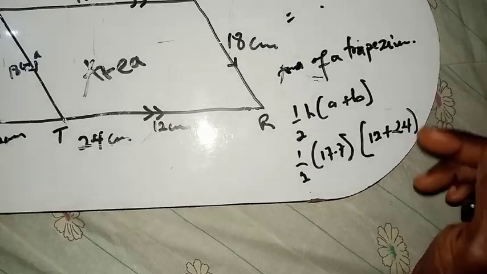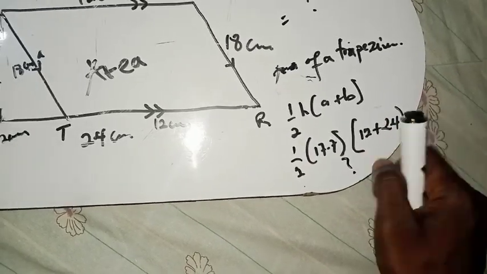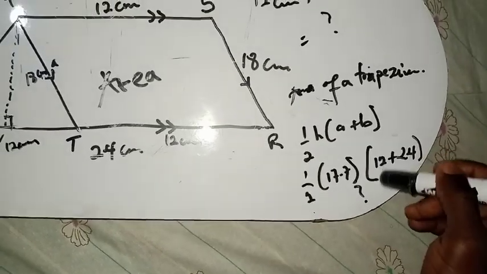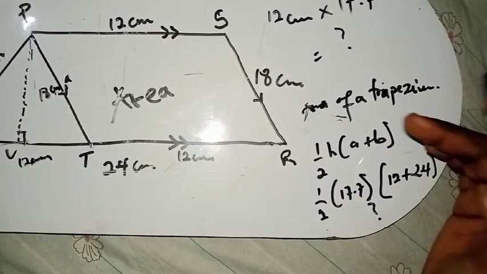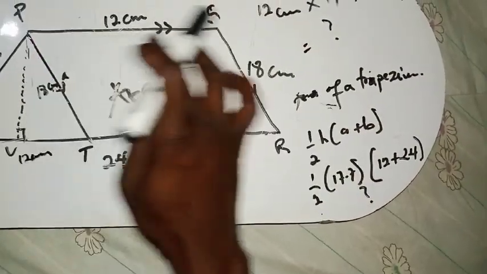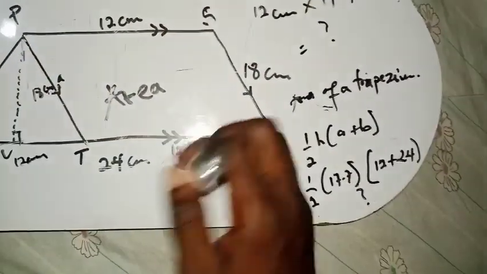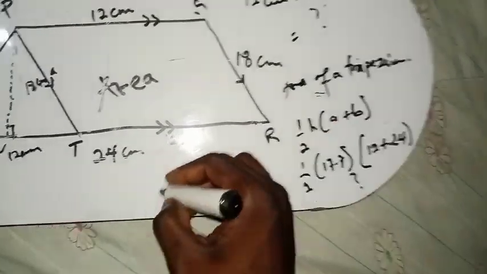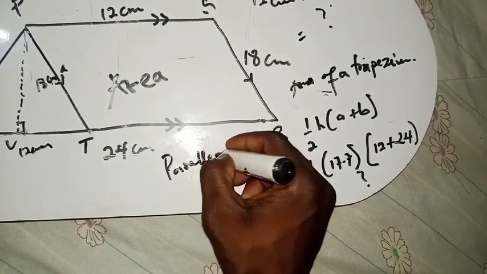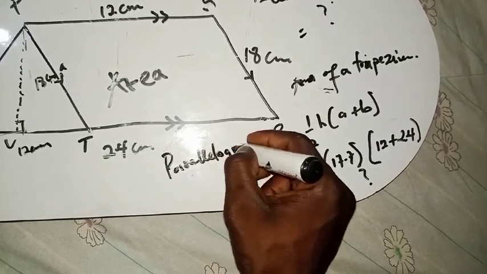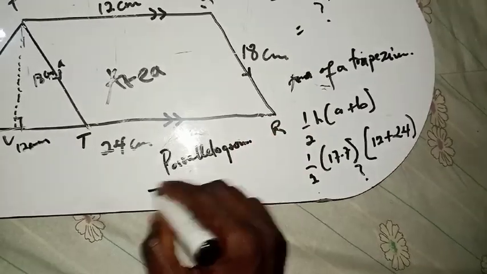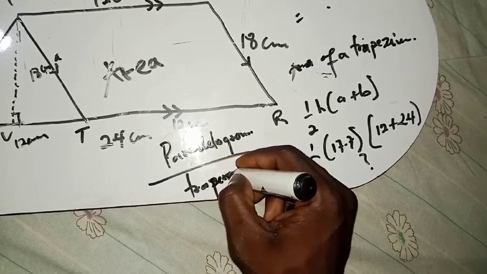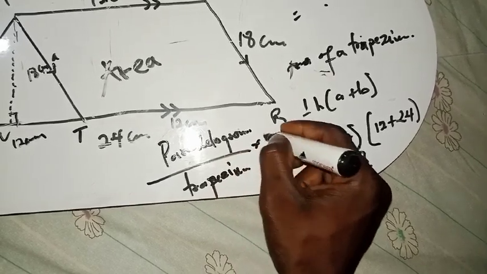Is that okay? Now once you find the values of this, and the question says you should find the area of this small shape as a percentage of the big one, it's going to be the area of the parallelogram over the area of the trapezium, right? So here is the parallelogram divided by the area of the trapezium, that is the trapezium here, multiplied by 100%.